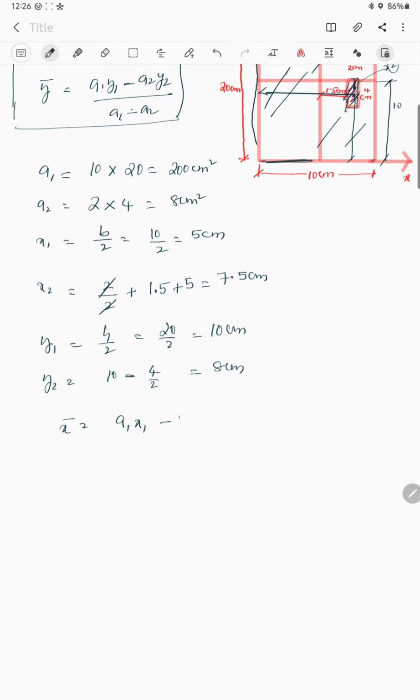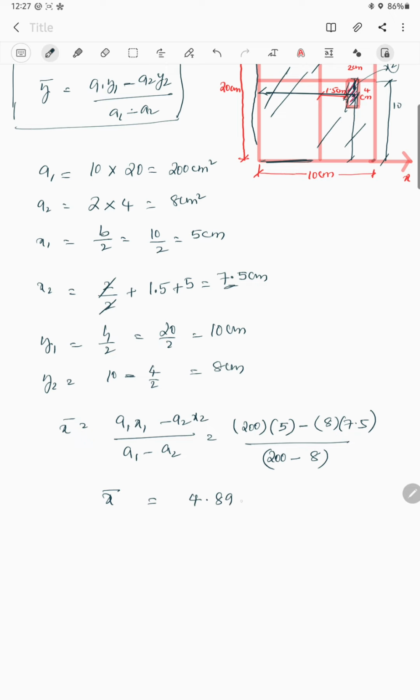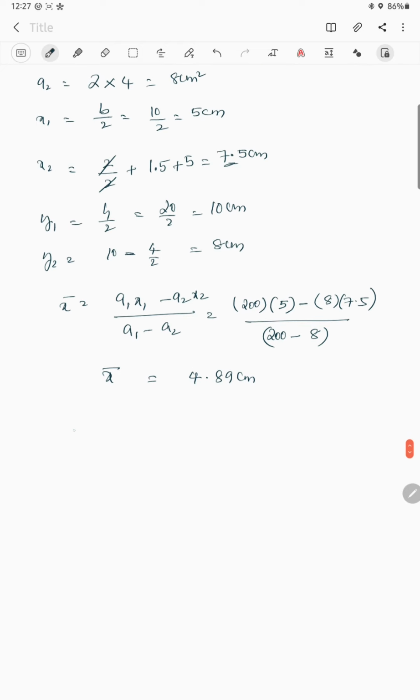Alright. So once you get all the values, x bar will be equal to, we have the formula, (a1 x1 minus a2 x2) whole divided by (a1 minus a2). What is a1? We have 200 into x1, which is 5, minus a2, which is 8, into x2, which is 7.5, whole divided by a1 minus a2, 200 minus 8. If you solve this one, you'll get the value of x bar as 4.89 centimeters.